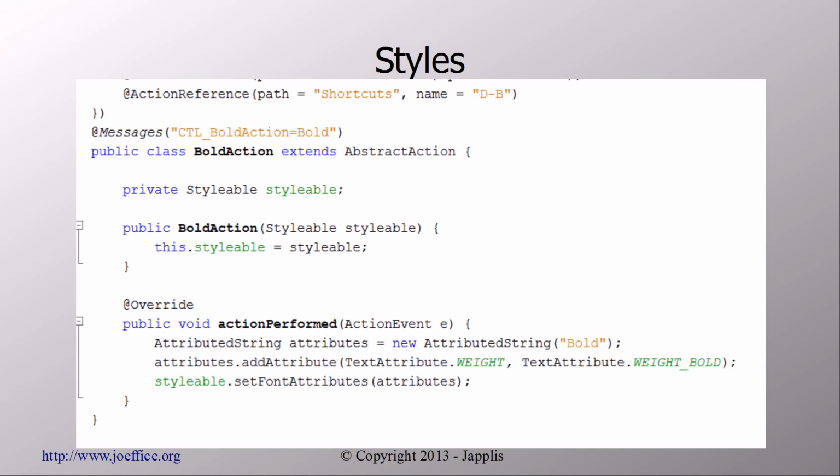So we're going to start with the bold action. It's quite easy, just set the font to bold. Here we get the attribute string, we create one, and then we add to this string the bold weight, and then we call the stylable with this. You need to be aware that this is a context-aware action, this bold action, so it will be disabled if, for example, you're using the database, and it will be enabled for all the top components that declare that they can implement this interface.